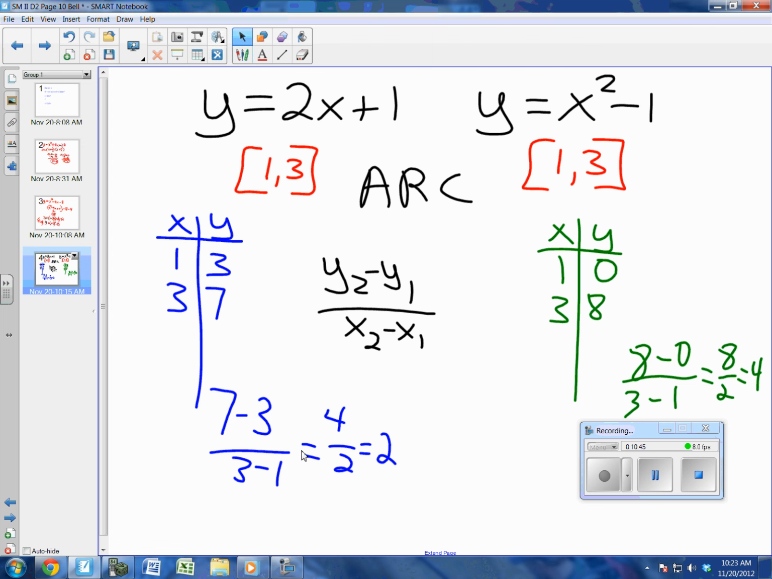You guys, slope is how steep something is. So for those of you who don't understand this, we want to know how steep the line is that goes through the points 3, 7, and 1, 3. Well, it has a rise of 2 and a run of 1, so 2 over 1. And over here, between 3, 8 and 1, 0, we're going to get a slope of 4. So which one has a greater average rate of change? So x squared minus 1. It has a slope of 4, right?